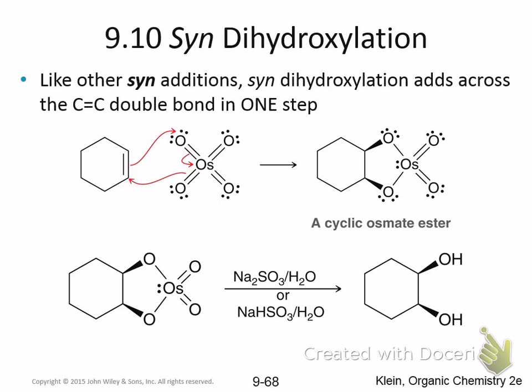Which can be reduced, I guess that's the right term, can be reduced by sodium sulfite or sodium bisulfite. And what you end up with is OsO3 over here somewhere.